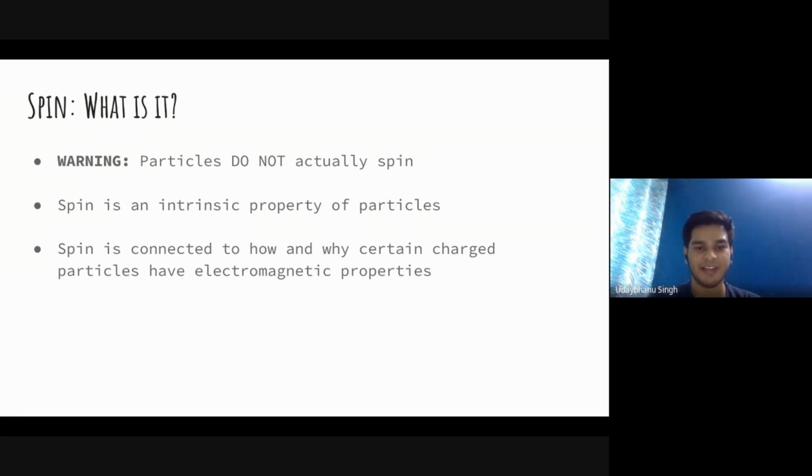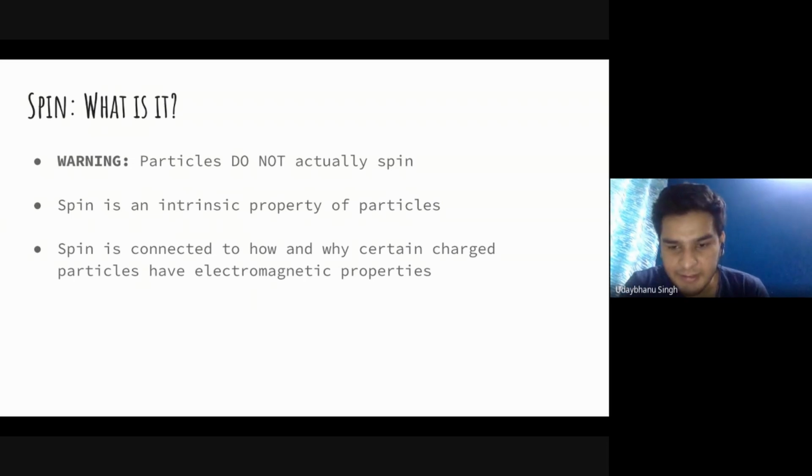So we discussed how certain particles have certain electromagnetic properties that they exhibit. The spin is basically allowing us to understand why those electromagnetic properties exist. How it does that, I'll cover in the next slide. Before that, I'll just take up some questions one by one.